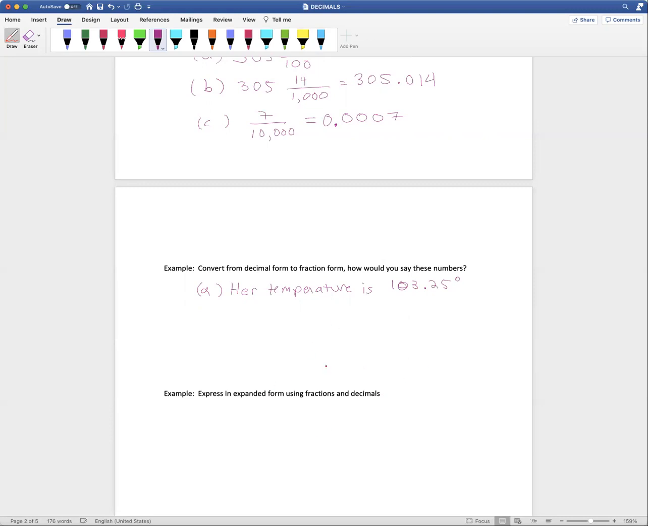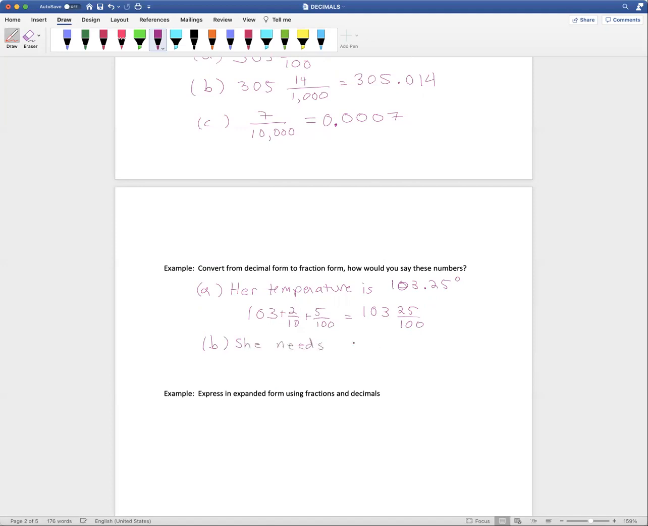Okay, so what does that look like in fraction form? Well, we have a whole of 103. And remember, this 0.25 is 2/10, 5/100. So one way we can call it is 2/10 and 5/100. But another way, and the more standard way of writing it, is 103 and 25 hundredths. So this is what this would look like in fraction form. One more.